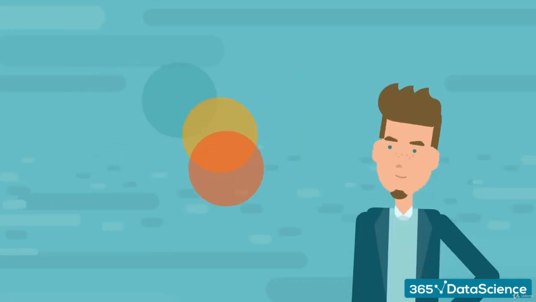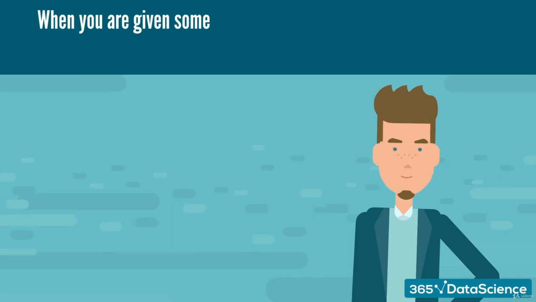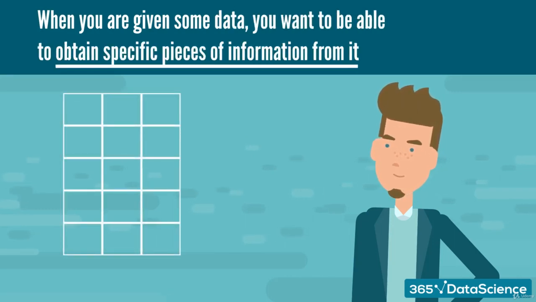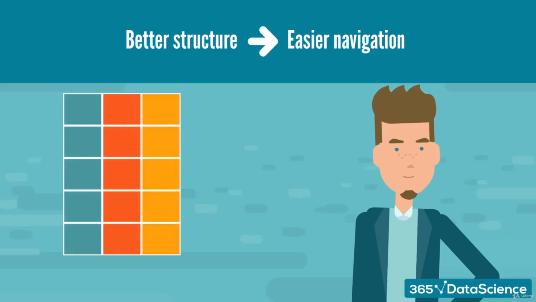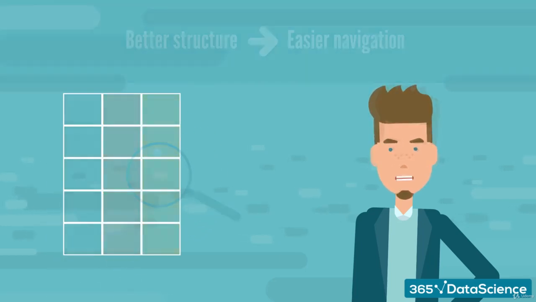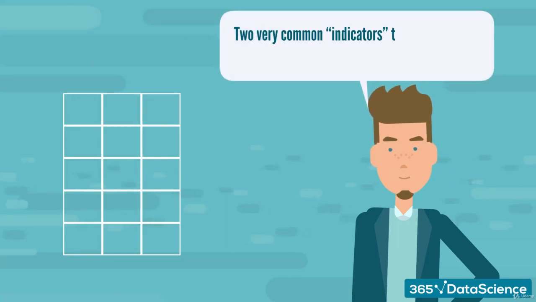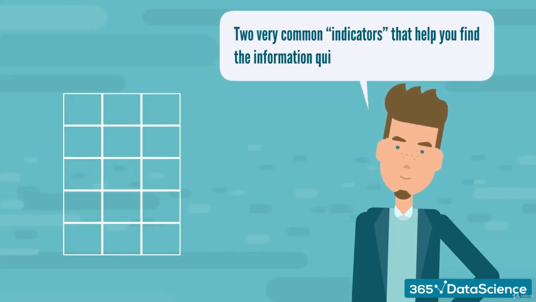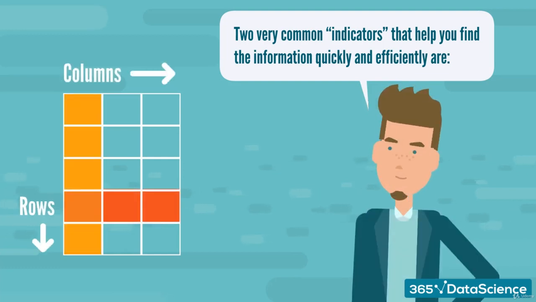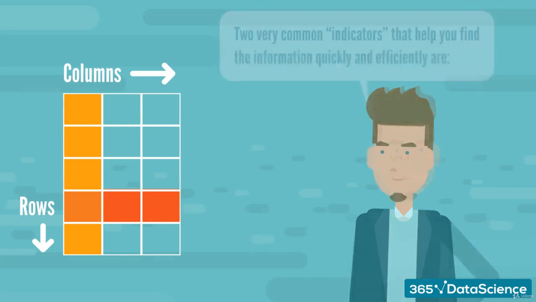Think of it in abstract terms for a minute. When you are given some data, you want to be able to obtain specific pieces of information from it. So, the better the structure in which the values have been stored, the easier it will be to find what you are looking for. For example, two very common indicators that can help you find the information you are looking for quickly and efficiently are rows and columns. I am sure that you use them daily in your analyses. So, now you know why we are using data structures.